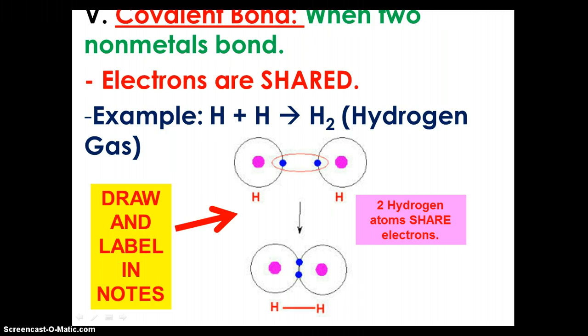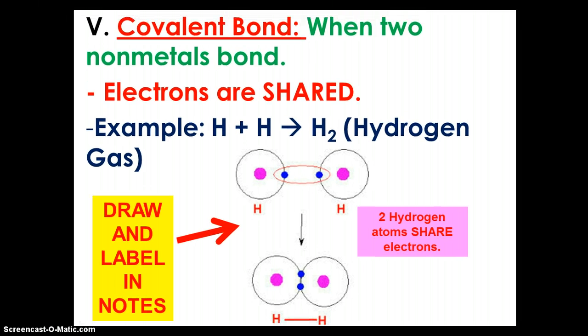Covalent bonds are when 2 nonmetals actually bond together and the electrons are shared. So this is different from an ionic bond. They share their electrons. For example, hydrogen and hydrogen makes hydrogen gas, which is actually 2 hydrogen atoms stuck together. Yes, draw and label this picture. You can see here there's 2 different hydrogen atoms, but these 2 electrons in the middle come together and they're shared to make H2 gas, or hydrogen gas. This is the hydrogen gas in the air around you right now.